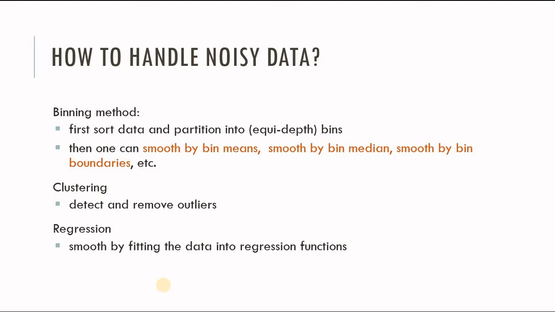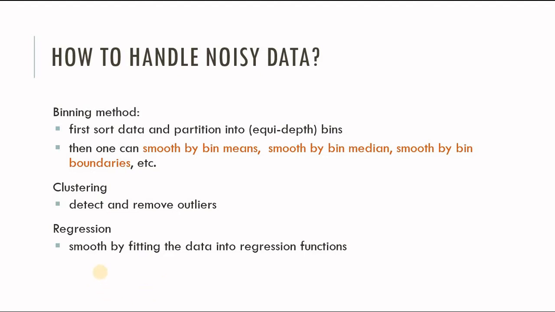The second method is clustering. It is used to detect and remove outliers. The third is regression, which smooths the data by fitting it to a regression function. In today's lecture, we are going to learn only one method, the binning method. The rest of the tools we will learn in a later session.